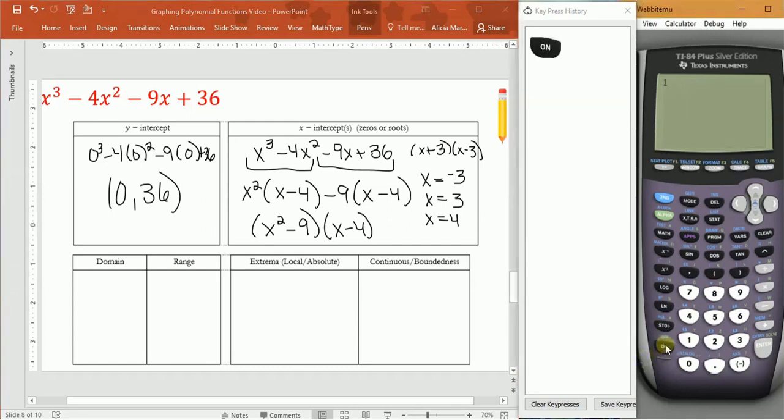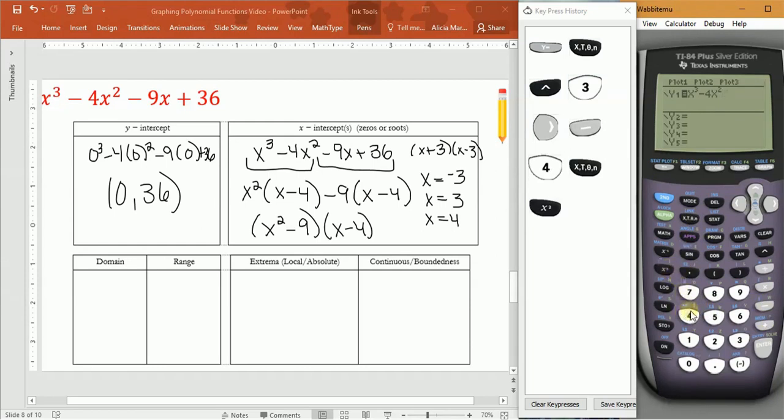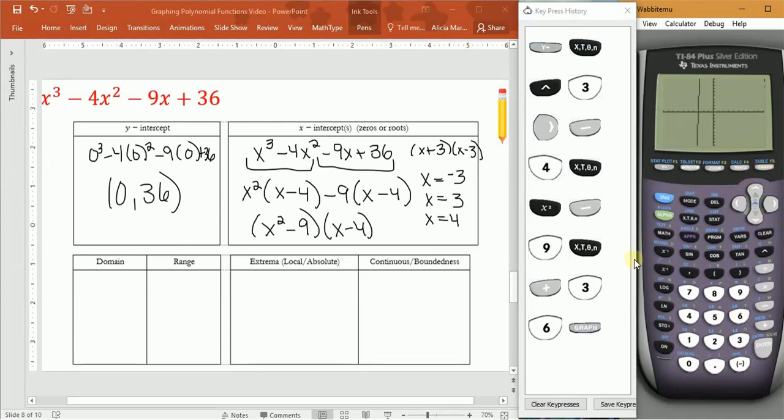So I'm going to go over to my graphing calculator. I'm going to turn him on. As you can see, guys, I do have my key press history up here for you. So we're going to follow those steps here. First of all, we're going to go into the y equals button right here and type in the function. So x caret 3, arrow over, minus 4x squared minus 9x plus 36. And we're going to push the graph button. So it should give us a pretty cool graph.